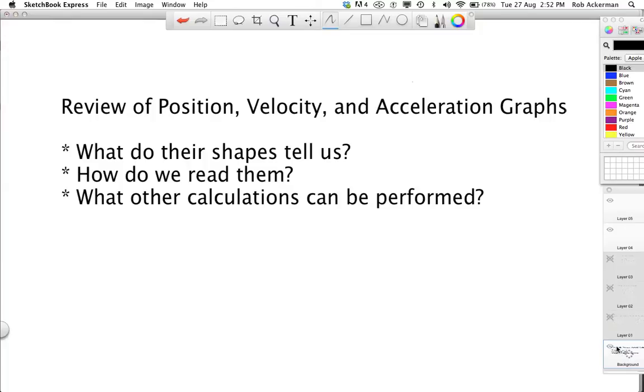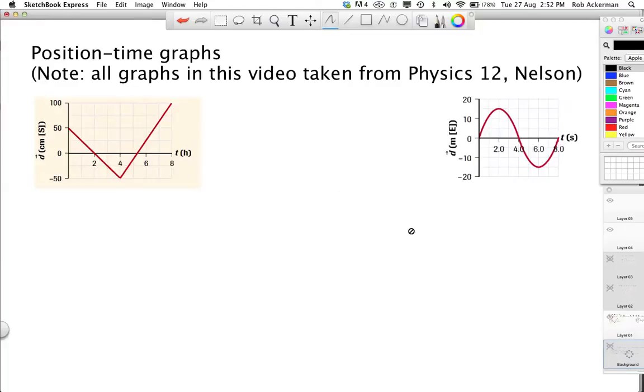So let's get started. I'm going to move on to our first slide here, position time graphs. And by the way, got to give credit where credit is due. All of the images you're going to see are taken from our book that we're following in the course, Physics 12 by Nelson. Okay, so the first graph that I'd like you to have a look at is this one over here. It's a position time graph.